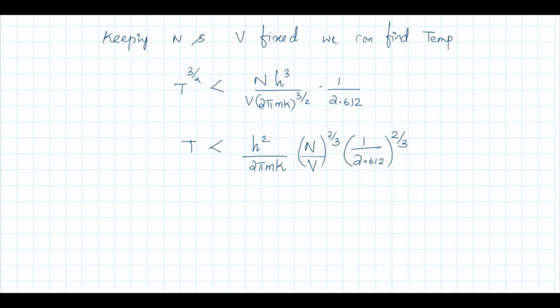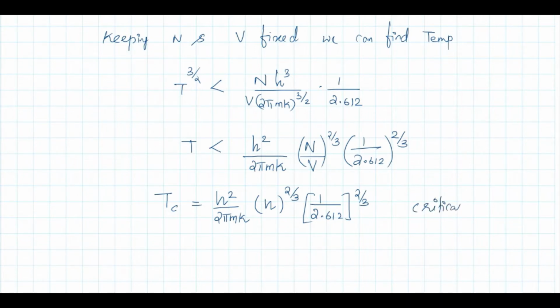In terms of temperature, this temperature you can denote as Tc, the critical temperature, and it is given by h square divided by 2 pi mk, small n raised to 2 by 3, where small n is the number density of particles, 1 divided by 2.612 whole raised to 2 by 3. Okay, this is known as critical temperature. If the temperature of the system is below Tc, we will have Bose-Einstein condensation. That is the condition for the onset of Bose-Einstein condensation in terms of temperature.